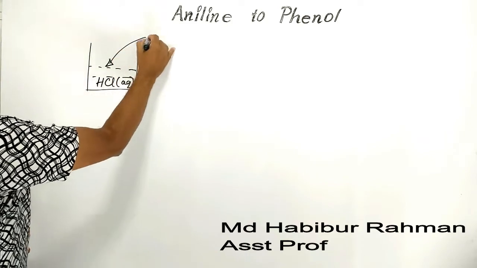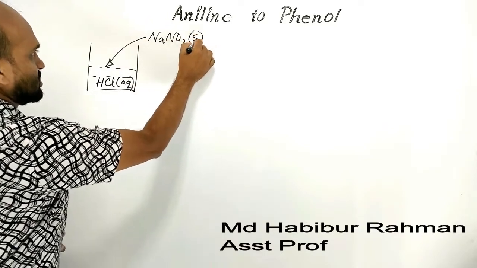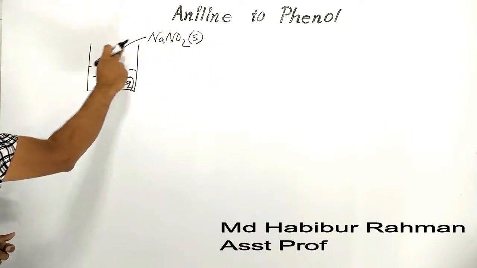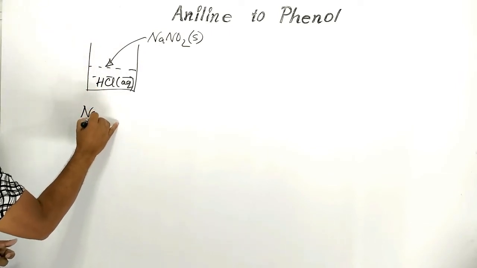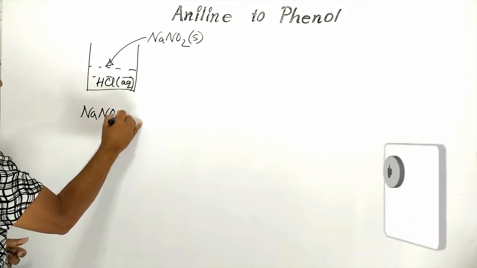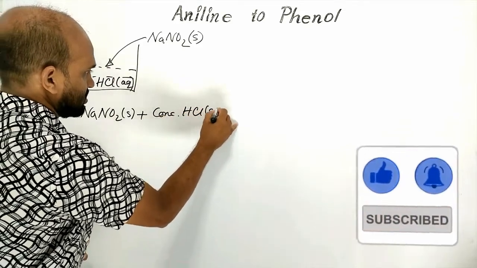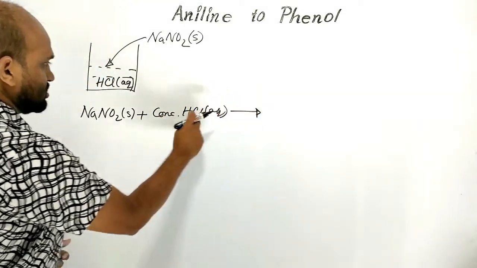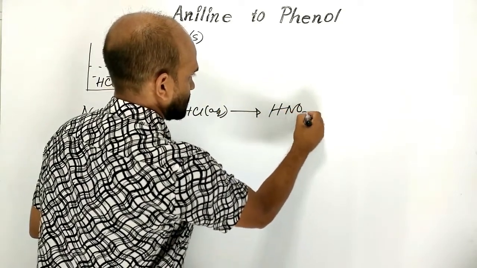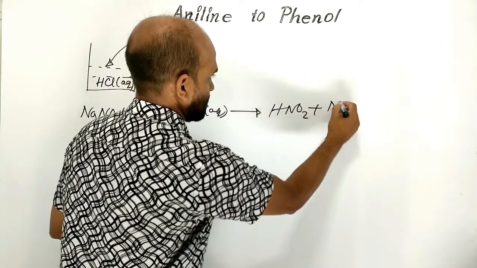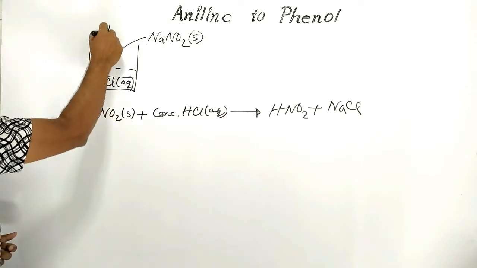Here sodium nitrite salt, which is a crystalline solid, is added to hydrochloric acid. Then the reaction is: sodium nitrite and hydrochloric acid react with each other to form nitrous acid and sodium chloride.